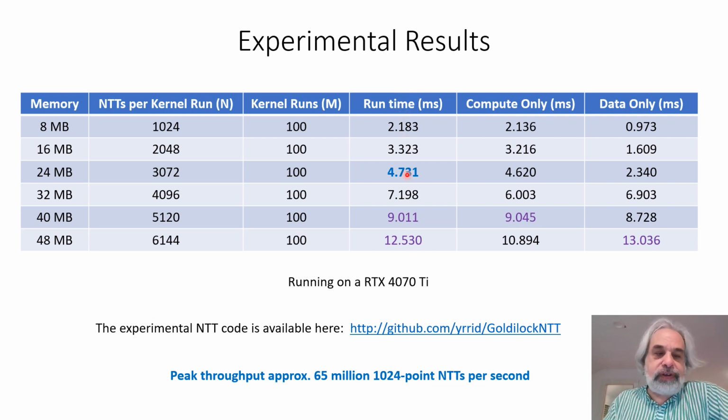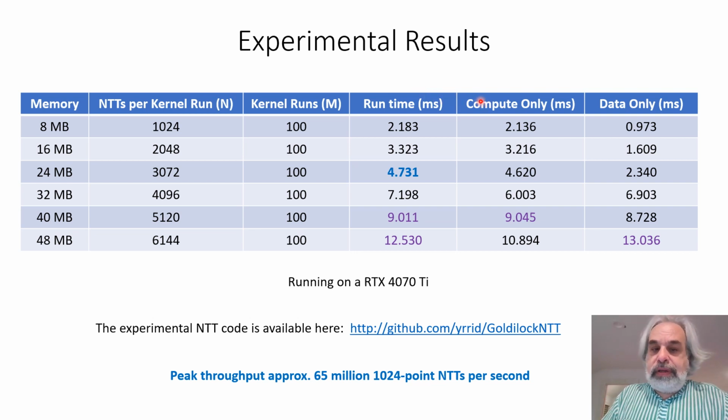Okay, so here are the runtimes for our various runs. And you note this is pretty quick, right? This is doing 1,000 1024s, and that's run 100 times. So it's essentially 100,000 1024-point entities, and it does it in 2.183 milliseconds. Here, the best time, it turns out, if you figure out the actual throughput, is at 24 megs. So here we've run 300,000 1024-point NTTs in 4.731 milliseconds, and that turns into roughly 65 million 1024-point NTTs per second as its throughput.